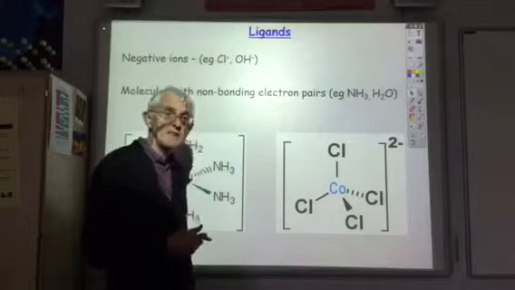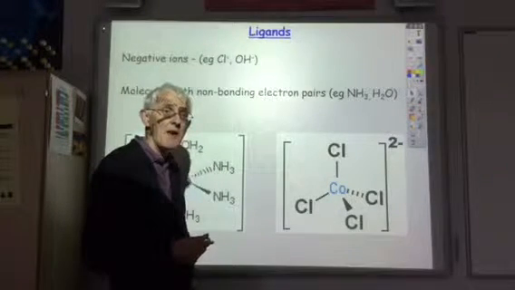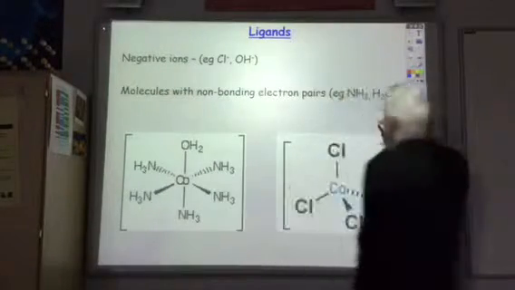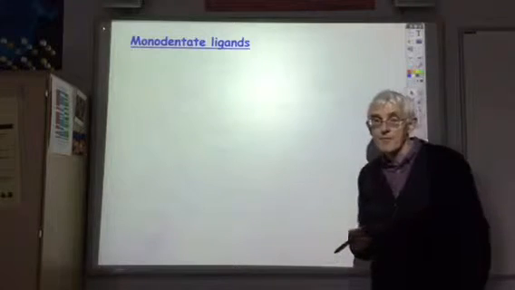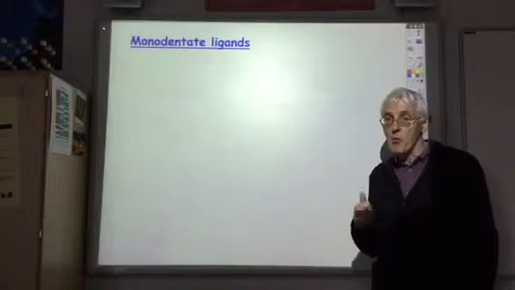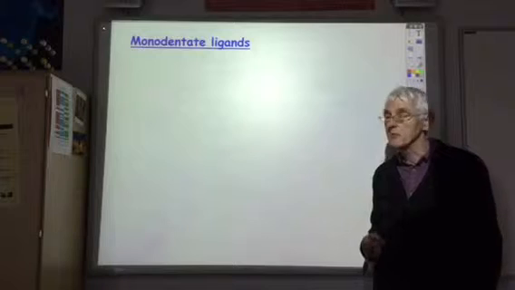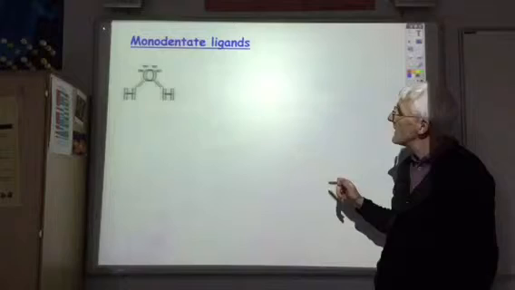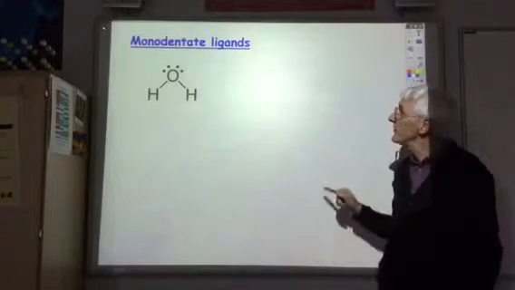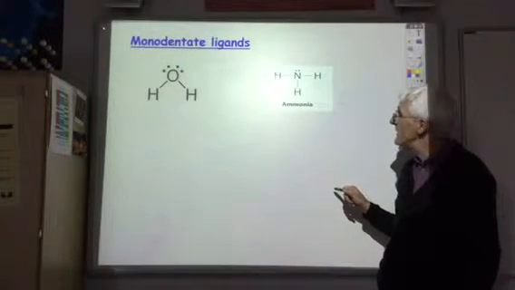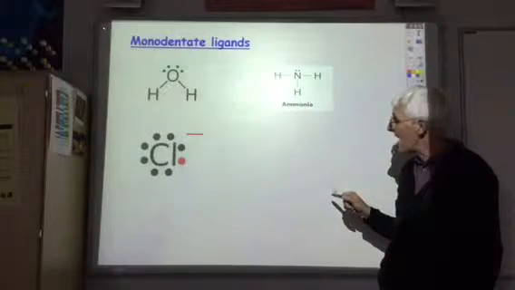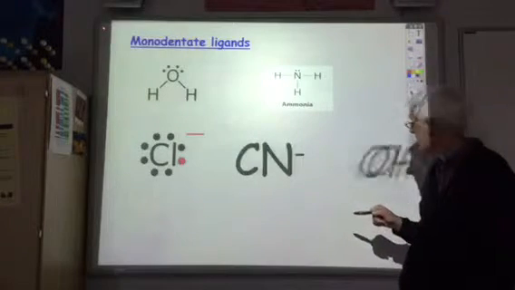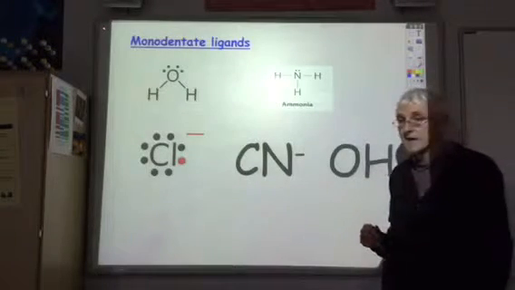Now, ligands are very often defined by the number of dative bonds they can form. For example, if the ligand can only form one dative bond with the transition metal, it's known as a monodentate ligand. Examples include the water molecule, ammonia, the chloride ion, the cyanide ion, and the hydroxide ion.